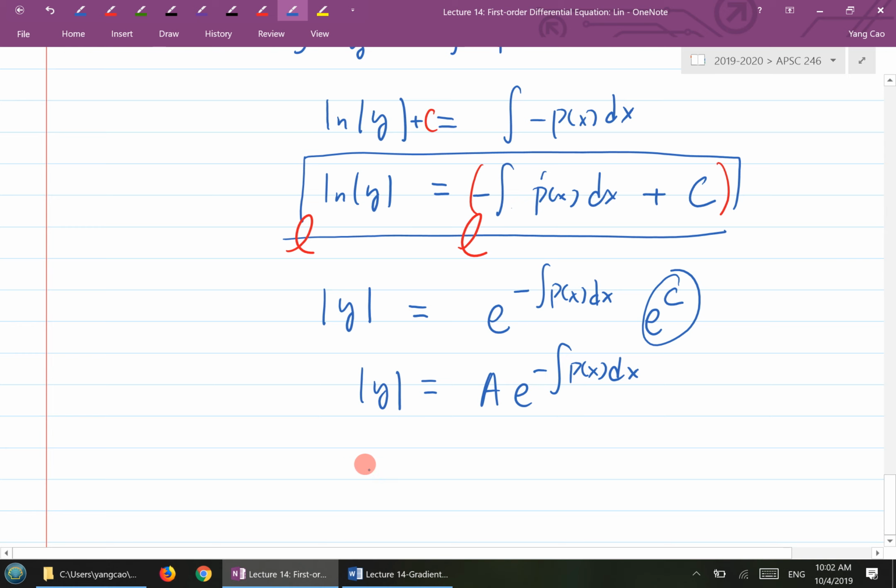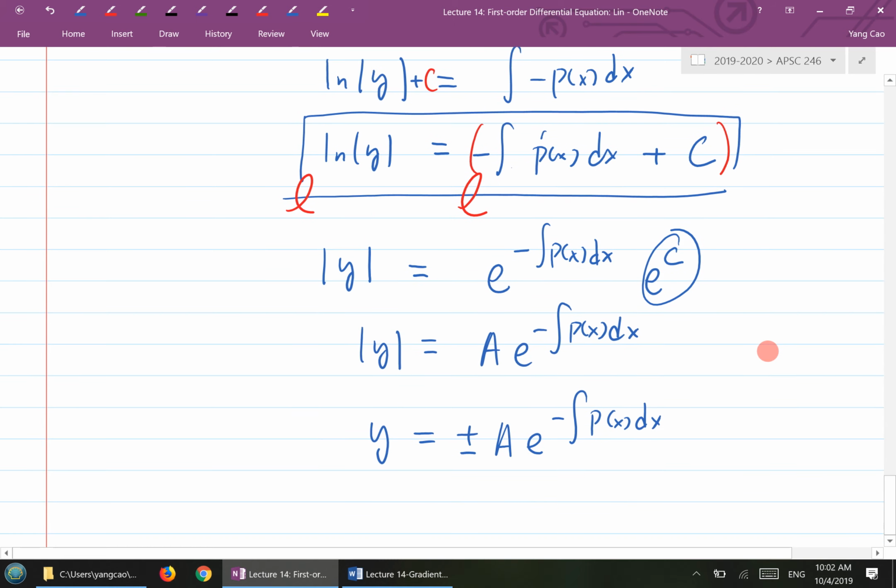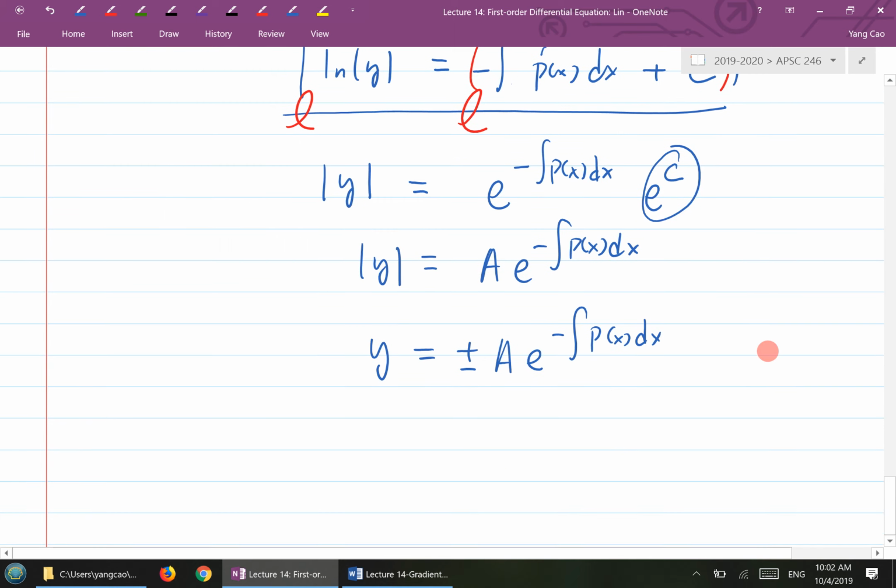How do I get rid of the absolute sign? If y has an absolute sign around it and equals something, then y could be positive or negative A times this. Now this is a solution. However, we can simplify it one more step, because you have a positive and negative A here, which is a constant, and that constant right now we don't know. If you have initial conditions, we'll be able to calculate the constant A, right? So the actual value for A here has to be determined.